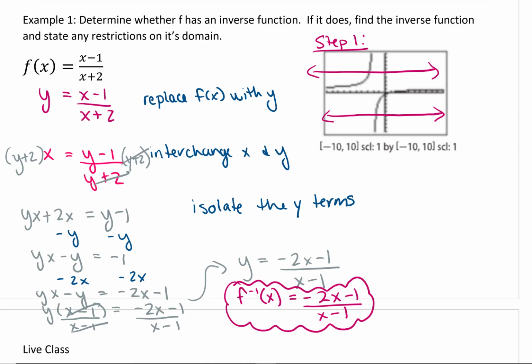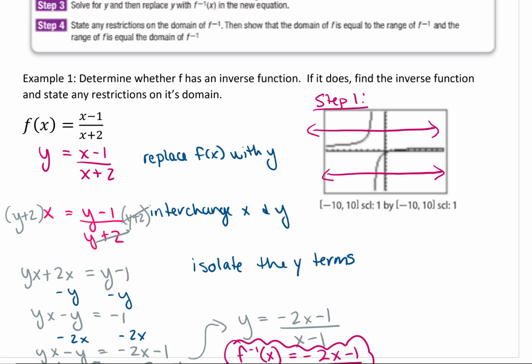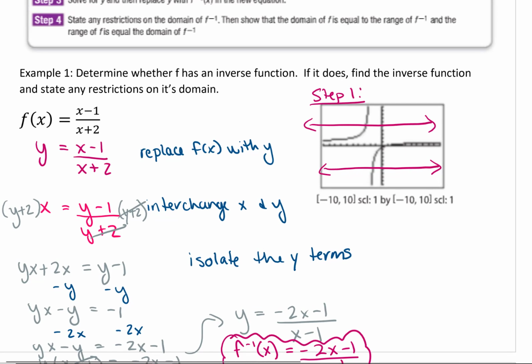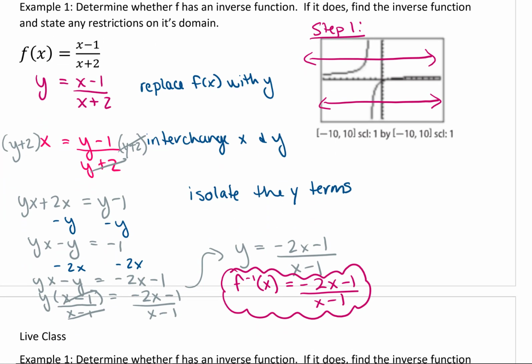Now we need to finish by finding our domain. So let's look at the instruction. It says state any restriction on the domain of the inverse of f. So let's go find the restriction on our final answer. So x cannot equal 1. If x equals 1, then our denominator would be equal to 0, and the entire thing would be undefined.